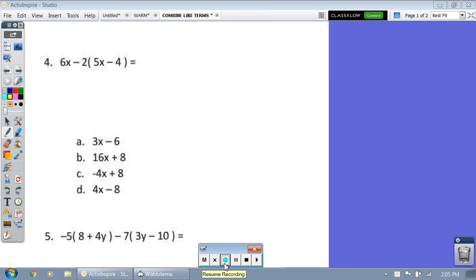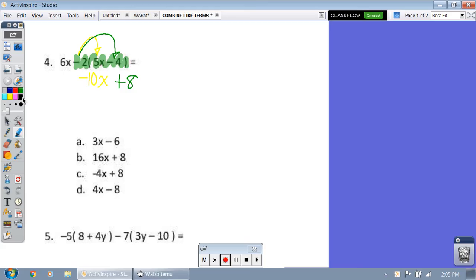Alrighty, question 4, let's distribute. This time we're going to distribute a negative 2. Negative 2 times 5x, that is negative 10x. Now we have to distribute negative 2 times negative 4, that's going to give me positive 8. So I am finished with this right here. I'm done with the negative 2 and the parentheses.